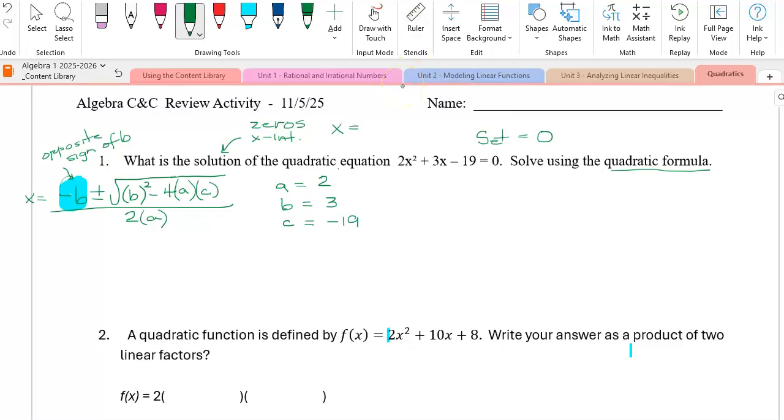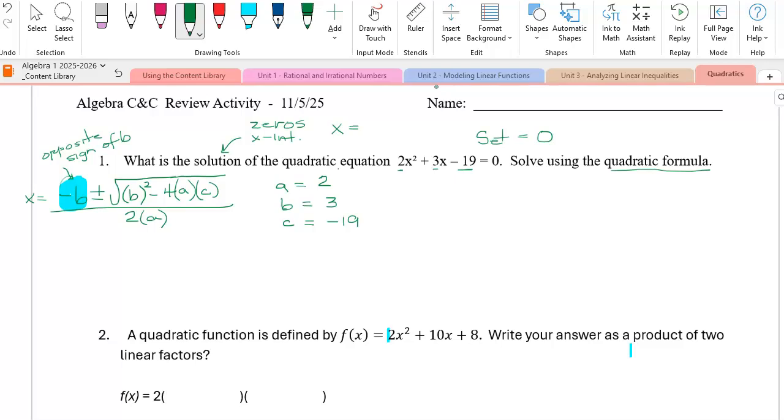So once it's equal to 0, now we have to figure out what A, B, and C are. Well, the number in front of x squared is A, so it's 2. The number in front of x is B, and the number without a variable, including the sign in front, is negative 19.